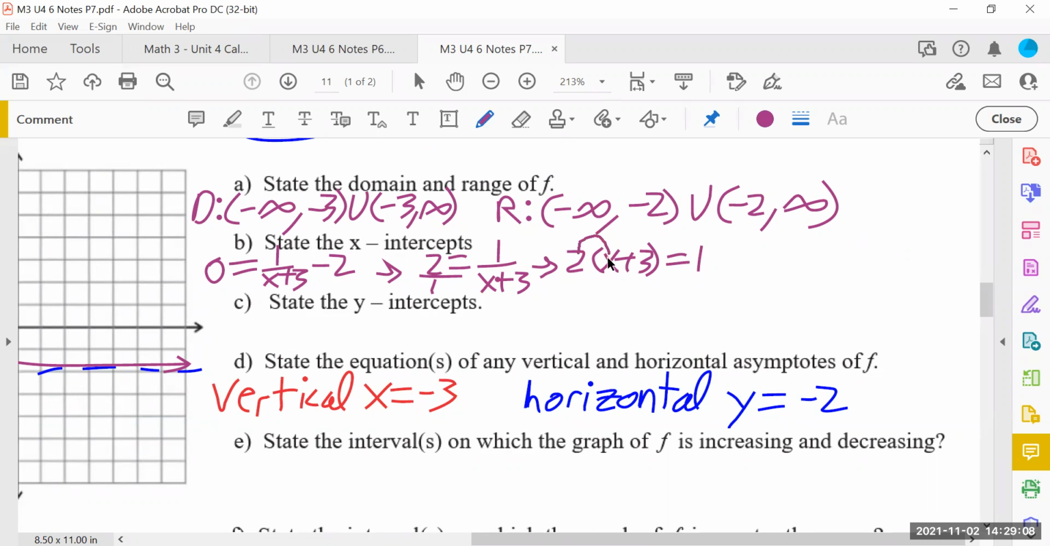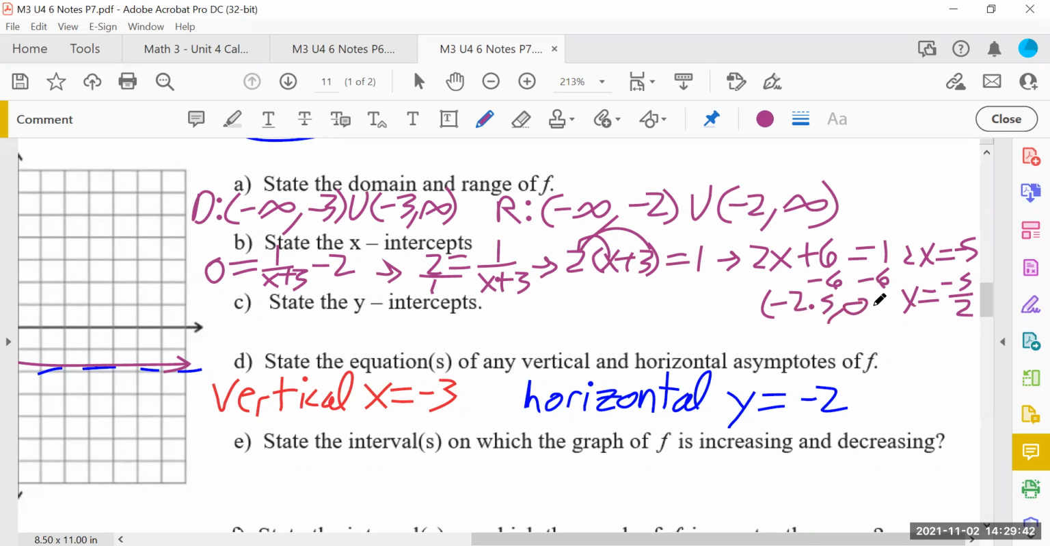Do the distributive property. 2 times x is 2x. 2 times 3 is 6 equals 1. I can subtract that 6 from both sides. So 2x is -5. Divide by 2. And I get x is equal to -5/2. Or if you want to write it as a decimal, -2.50. That's the hardest part.